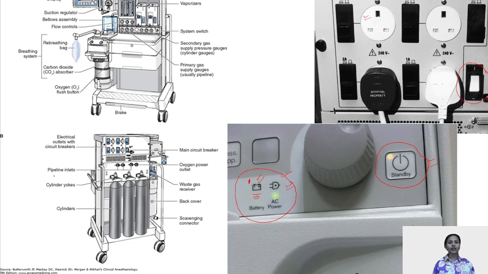Then you have the circuit breakers which are present on the back of your machine. You have power outlets, and eventually you have certain connections for your scavenging systems and your circuit breakers. This all forms the part of your electrical component of the anesthesia machine.